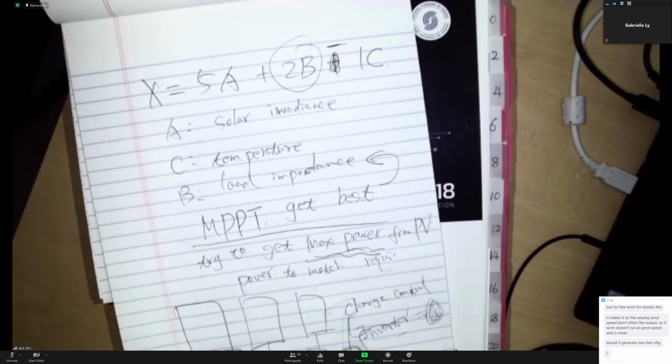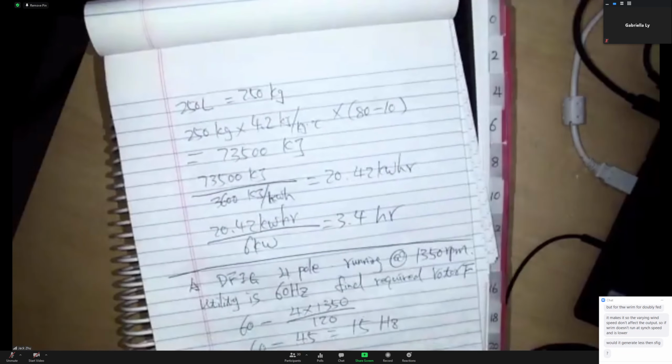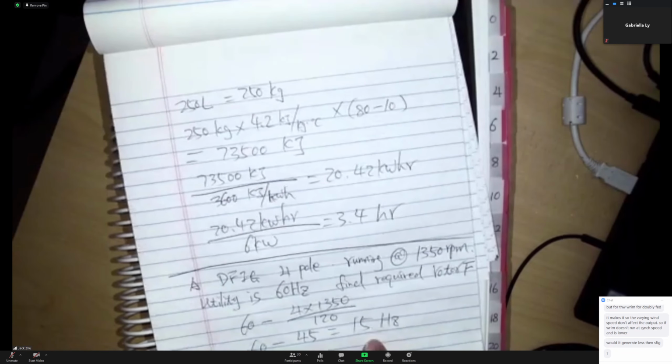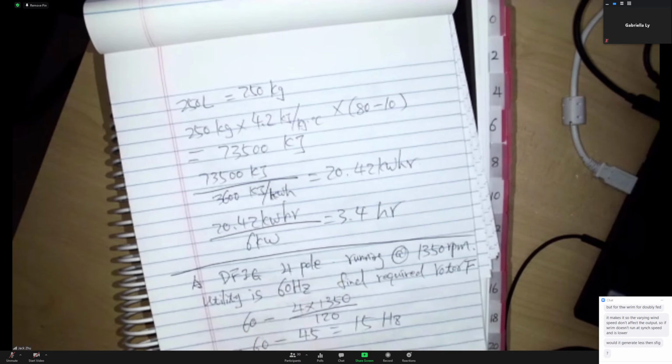The speed does not affect the power output. The speed only affects the frequency and the voltage output. Just like we did in the calculation down here, right? This is double-fed. So you need to put a 15 hertz into the rotor to make the output match the grid.